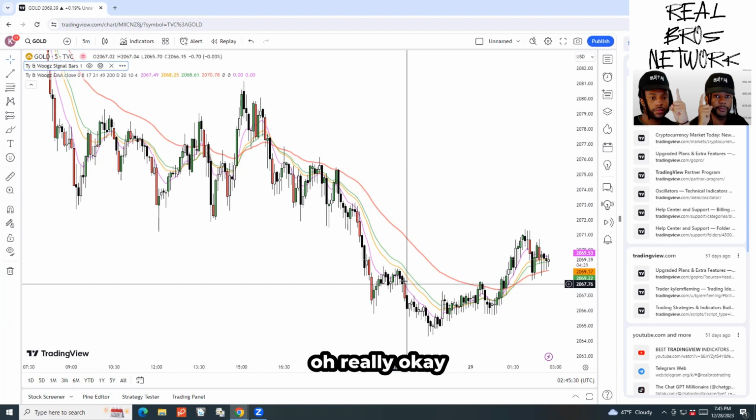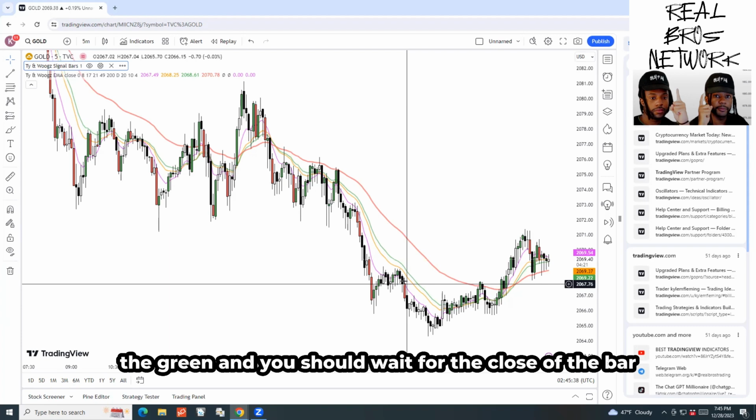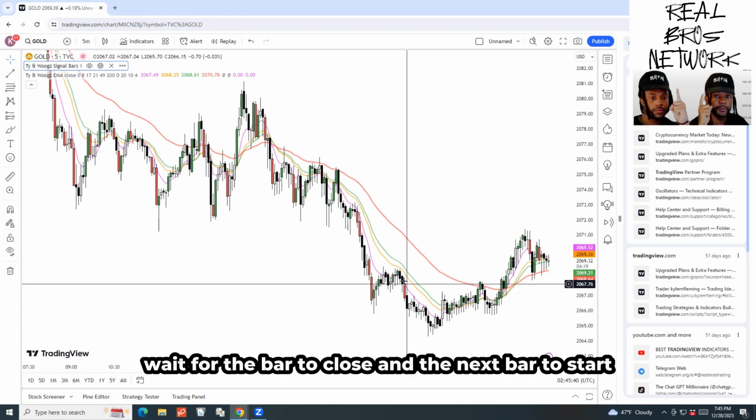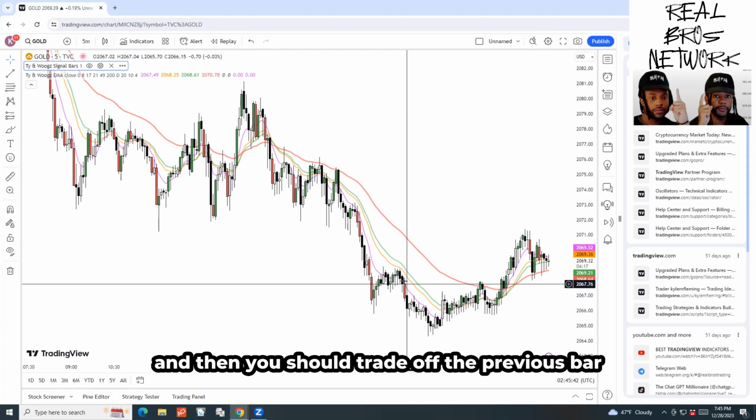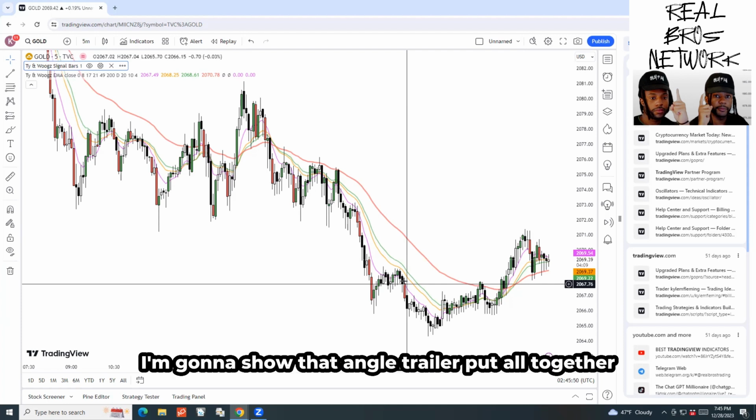Oh, really? Okay. And I should take it at that time when it turns either red or green? Yeah, you should wait for the close of the bar. Wait for the bar to close and the next bar to start, and then you should trade off the previous bar and how that bar looked. Okay. But you're going to be able to show me that in the Renko trade tonight? Yes, we're going to show you that Renko trade. I'm going to put it all together.